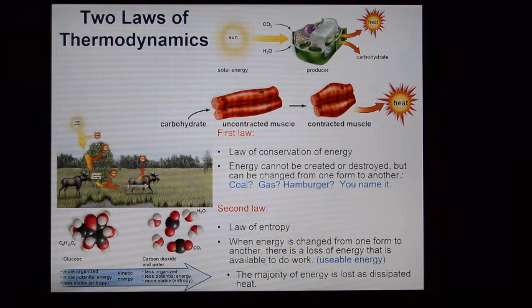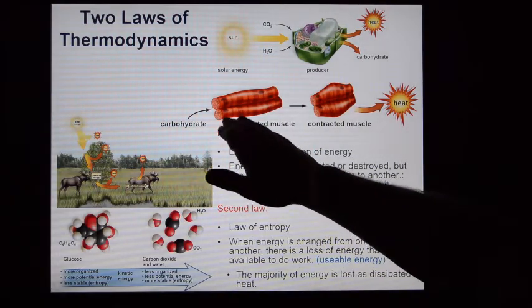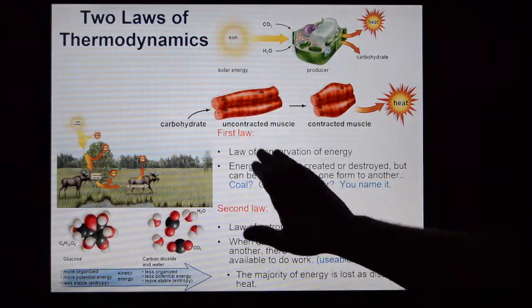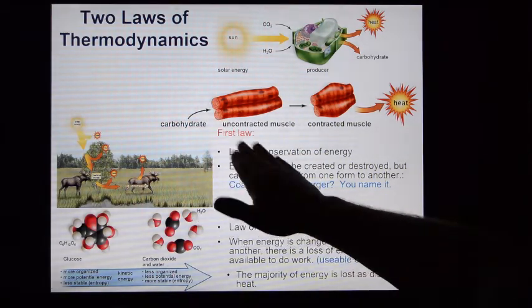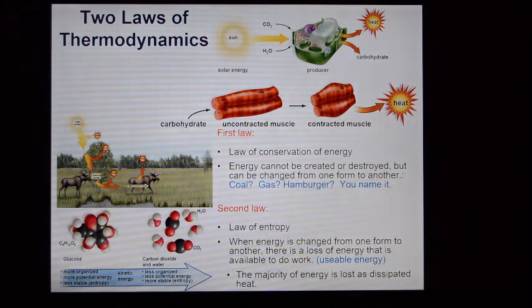Now, before we go any further, it's important that we get out of the way the two laws of thermodynamics, at least the first two. These are the first law, and this is so important. You've got to know these. The first law of thermodynamics is the law of conservation of energy. And it states that energy is neither created nor destroyed. It simply changes form from one form to another.